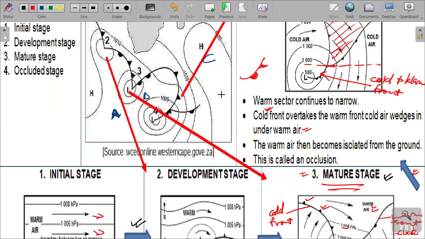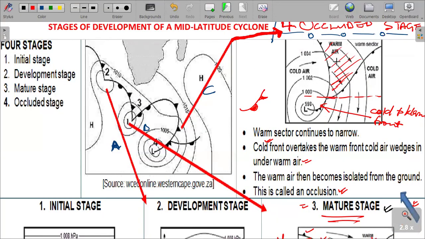So widespread rain occurs as the warm air rises along the occluded front, and then we have cooling and condensation, which results in cloud formation. Occlusion occurs finally because all the warm air is taken off the ground. That is one thing that should be understood there.